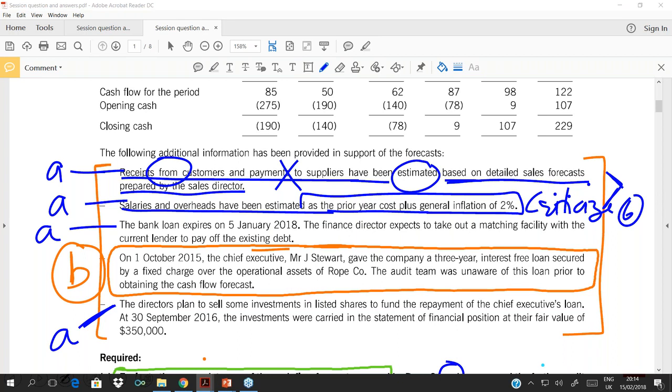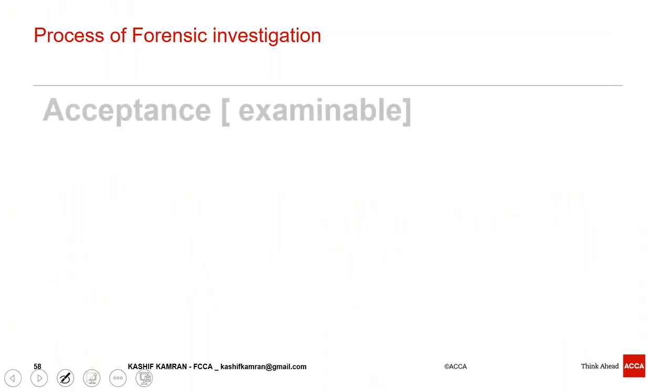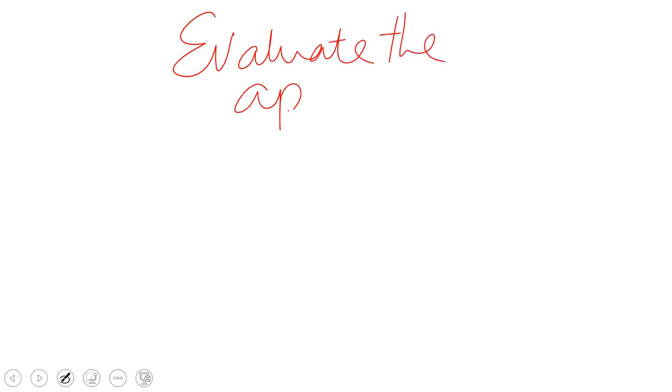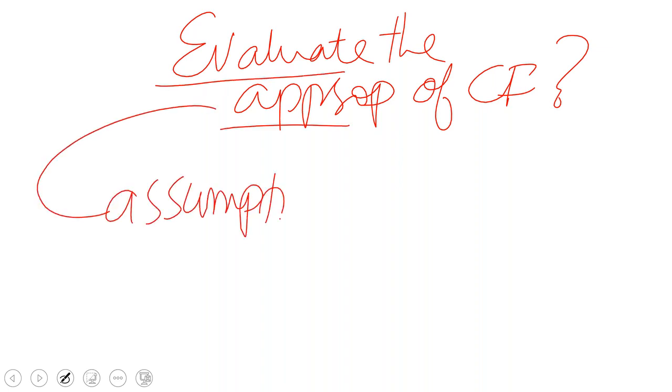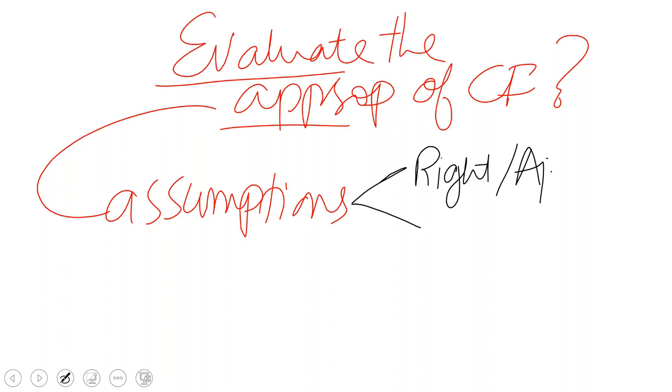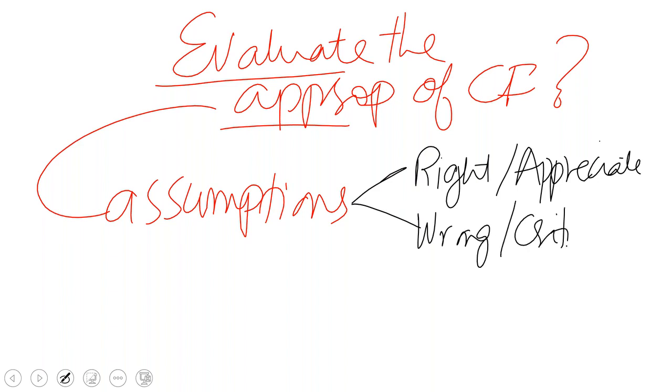Okay, one last thing, one final exercise before the namaz break. When the examiner says evaluate the appropriateness of cash flow, I'll evaluate the appropriateness of the assumptions, right? There might be some assumptions which are right, so I'll appreciate them. And there might be some assumptions which are wrong, so I'll criticize them. For every right, I take 1.5. For every wrong, I take 1.5. Is everyone clear with that?